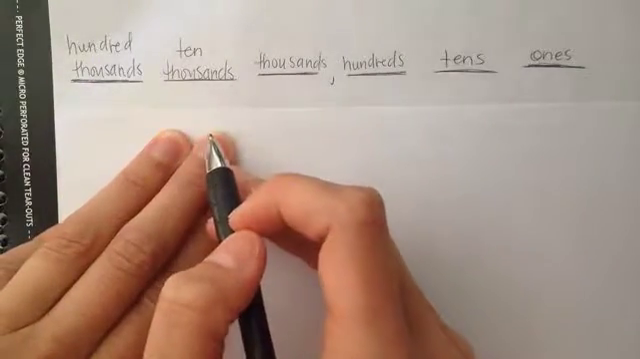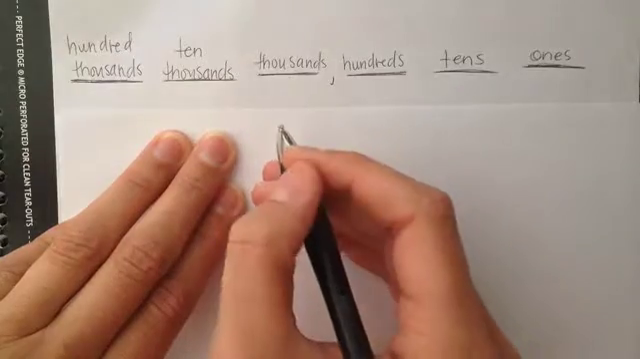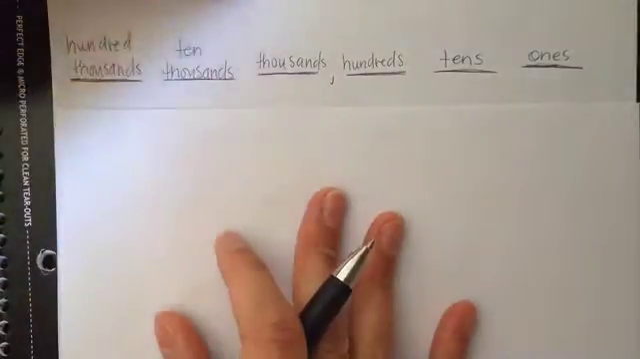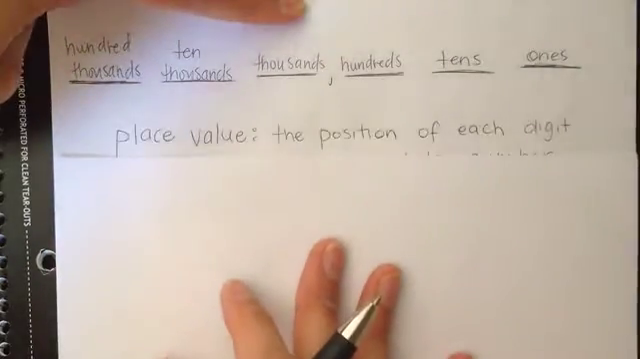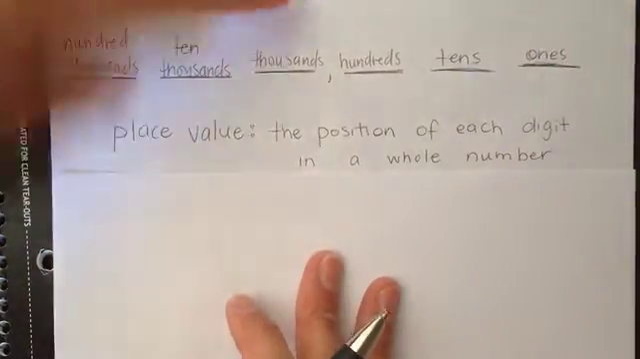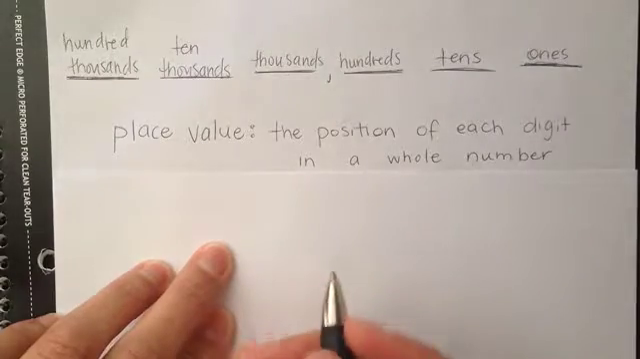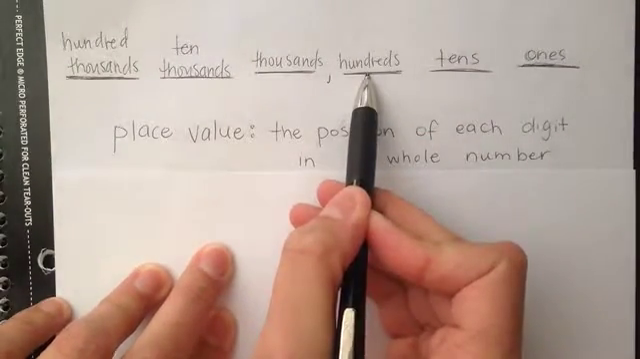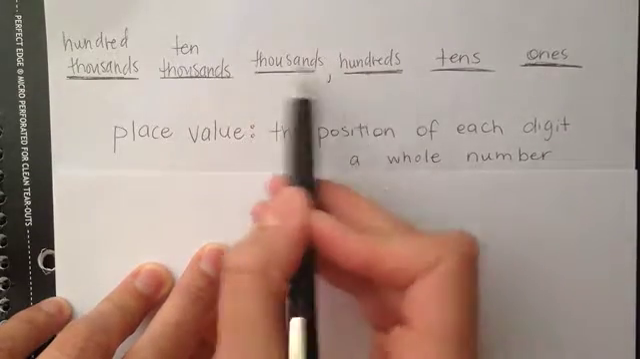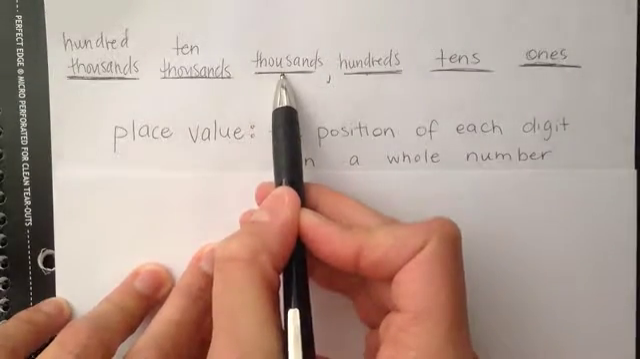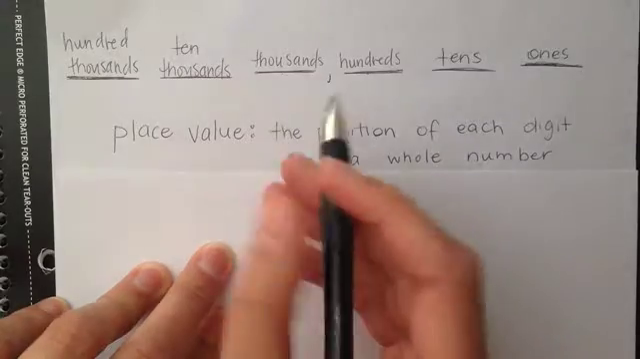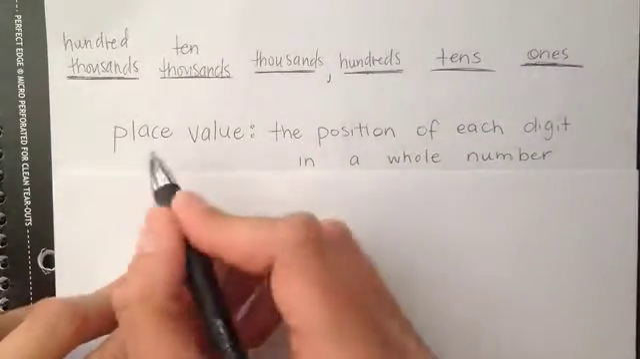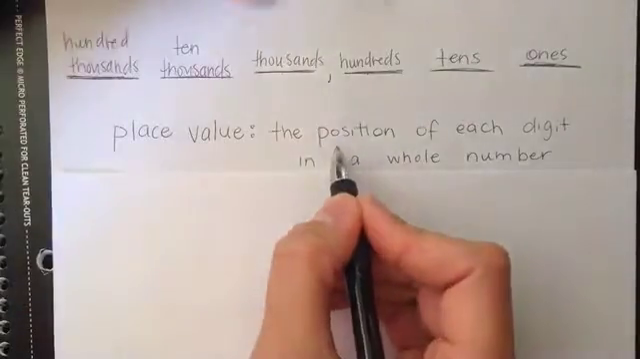So the biggest thing for students to understand here at the beginning is the difference between place value and value. So I have a definition of each of these right below here. First of all, the place value is the position of each digit in a whole number. So this position is the hundreds place. This position is the thousands place. Just like in baseball, there is a position of a pitcher, there's a position of a catcher. So the place value is just the position.